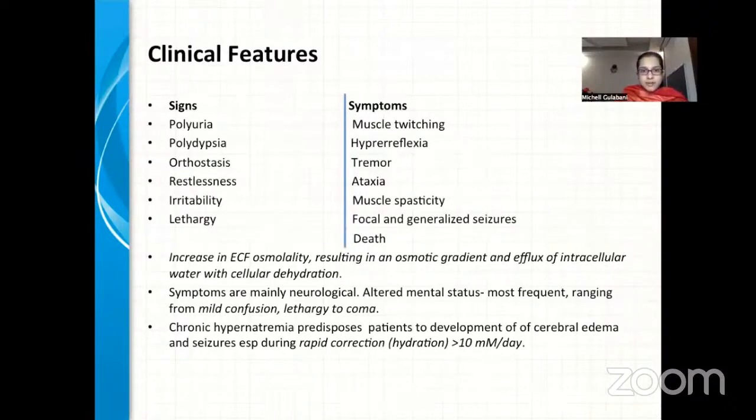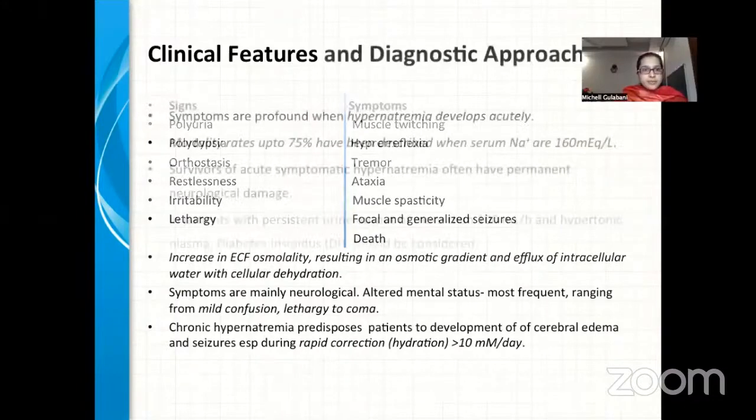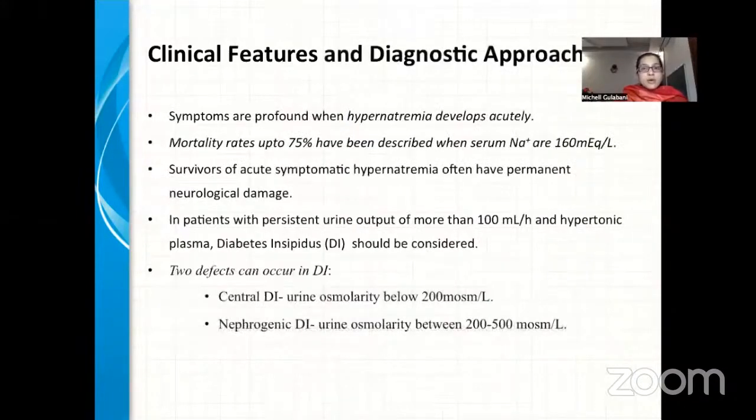So in chronic hypernatremia, what happens? These patients are particularly prone to the development of cerebral edema and seizures if rapid correction is started. That is, more than 0.10 millimole per day. So symptoms are profound when hypernatremia develops acutely, same as in hyponatremia. And mortality rates as high as 75% have been described at serum sodium levels of 160 milliequivalents per liter.